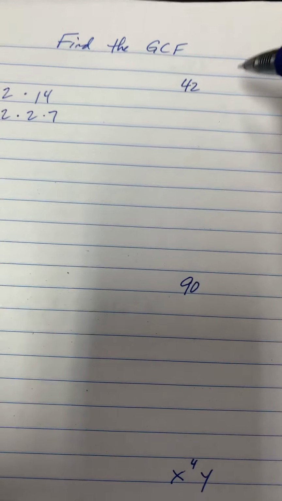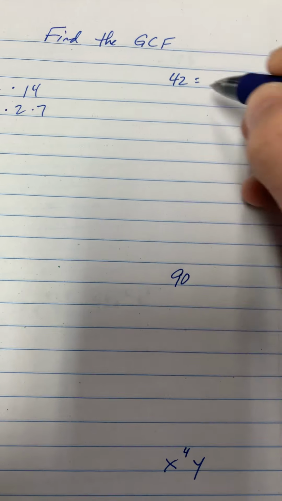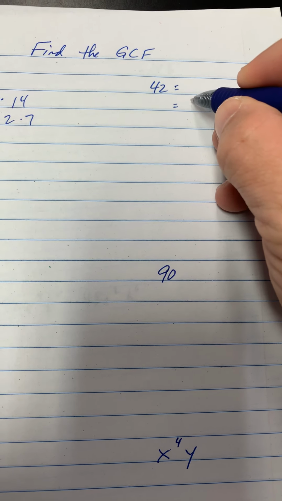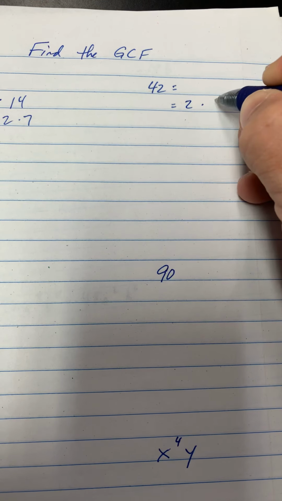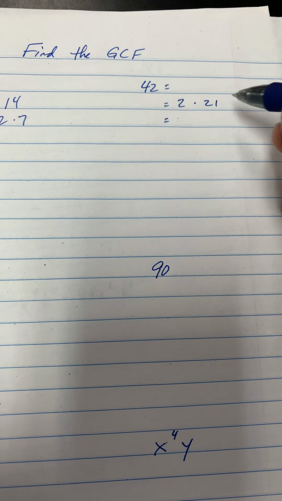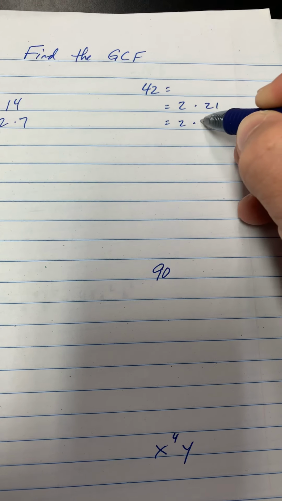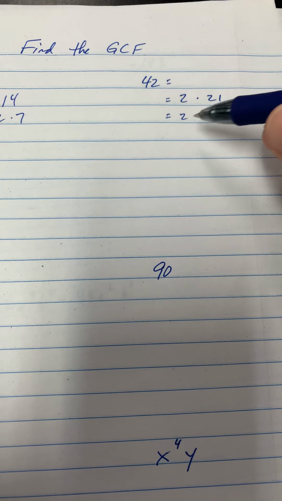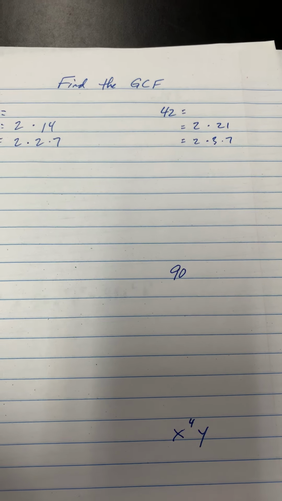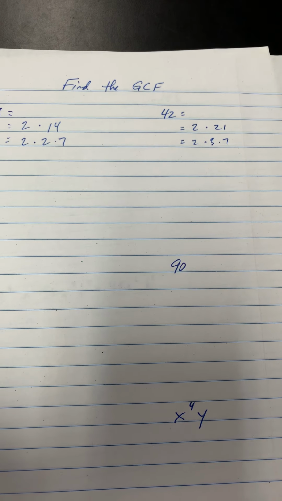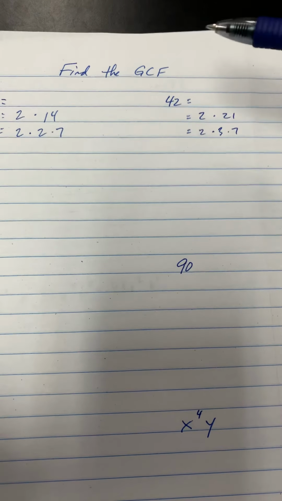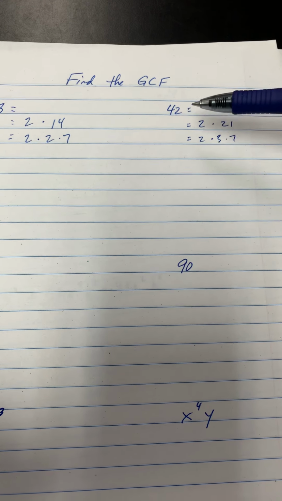All right, now let's do the same thing with 42. 42 can be broken down to 2 times 21. Now 21 can further be broken down to 3 times 7, so 42 is 2 times 3 times 7. Now we have all prime numbers. What we're going to do is compare our common factors here.